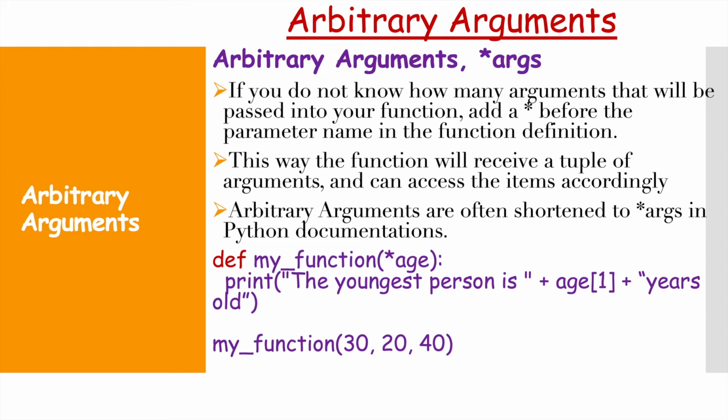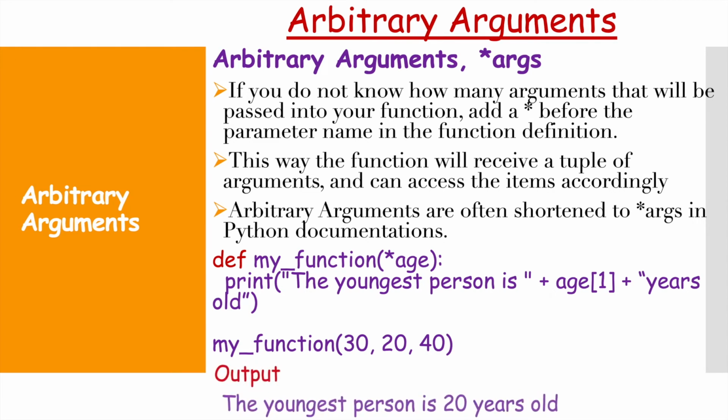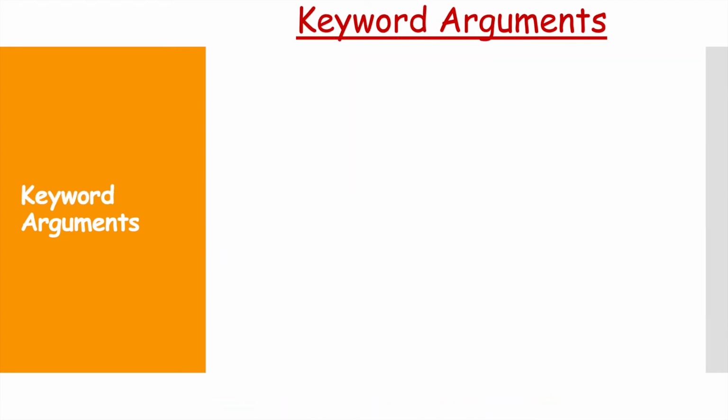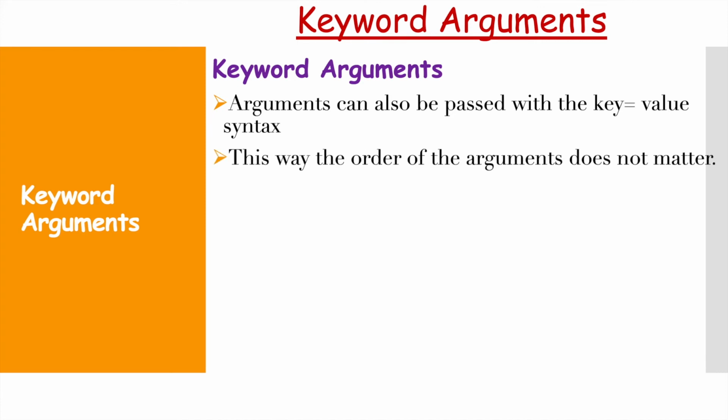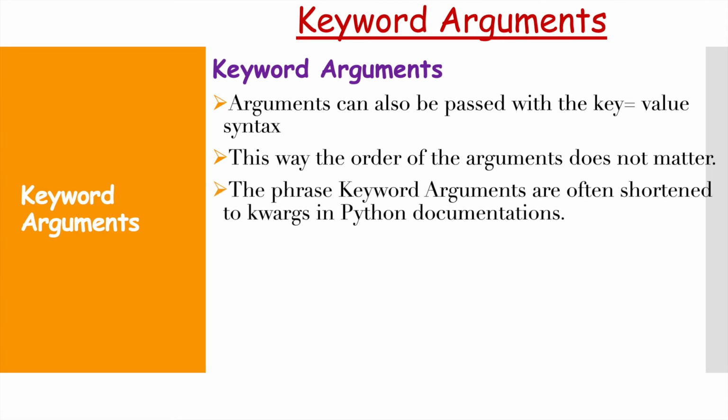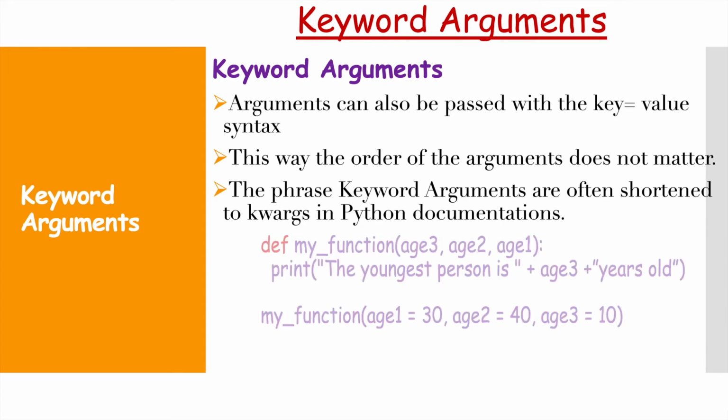So when it's going to print the statement, you are going to get the output as the youngest person is 20 years old. Now let's see what keyword arguments are. Arguments can also be passed with the key equal to value syntax. This way the order of the arguments doesn't matter. The phrase keyword arguments is often shortened to kwargs in Python documentation. Now let's see with an example.